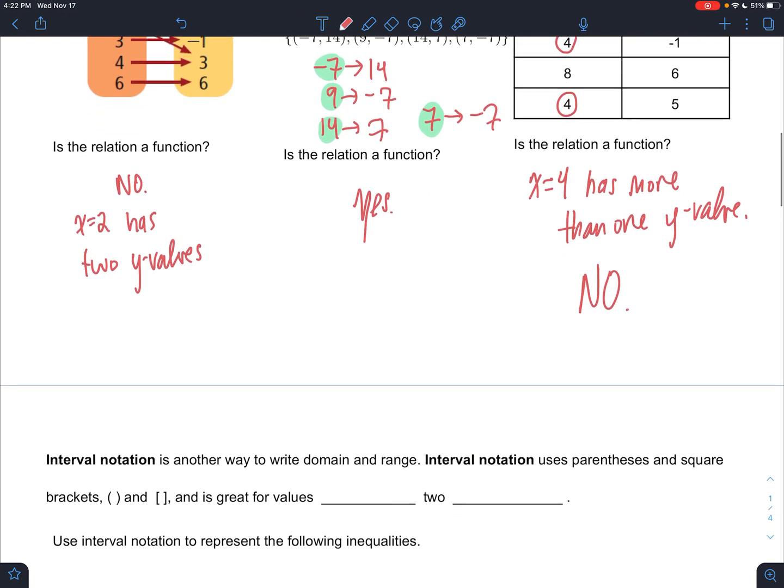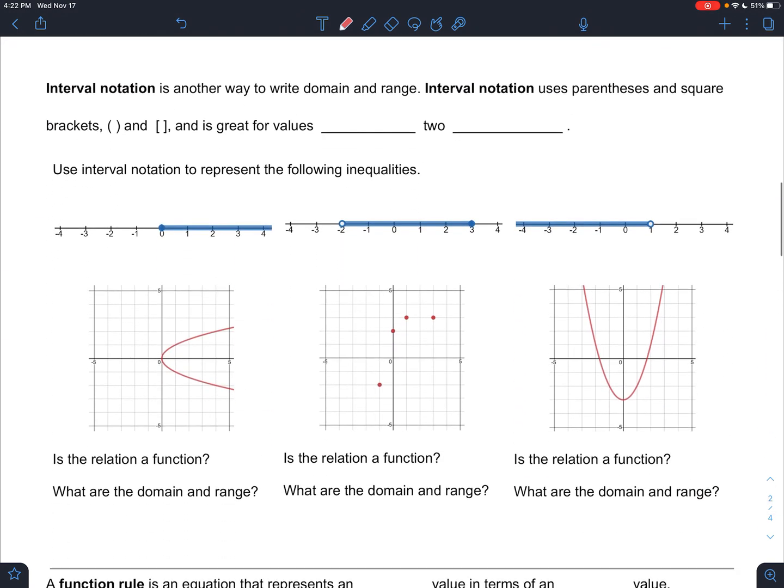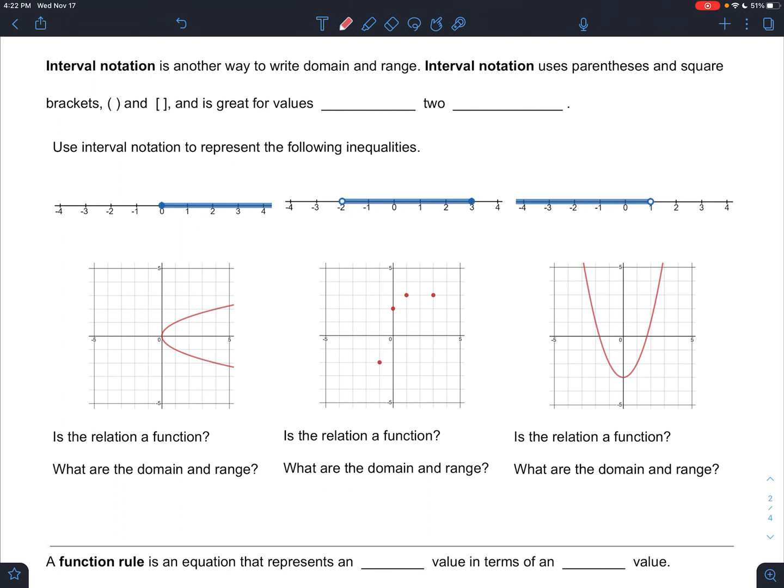Okay, let's keep moving. A little bit more about domain and range. We normally write it in what's called interval notation. It's great for values that are between two numbers.